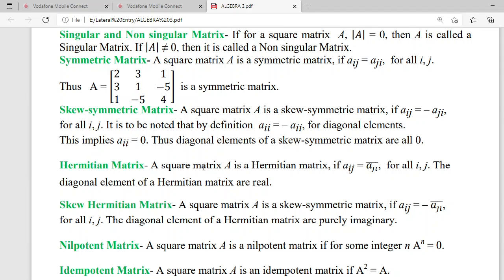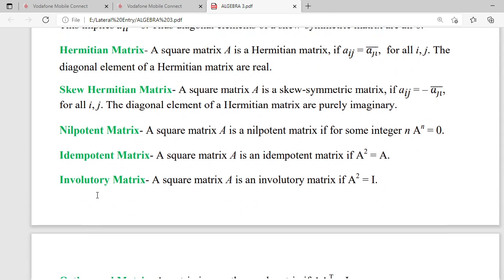Then Hermitian matrix. A square matrix is a Hermitian matrix if Aij equals the conjugate of Aji. Here the entries are complex numbers. In the ordinary case we consider real numbers, but sometimes we may consider complex numbers, and then we can define the Hermitian matrix. Then diagonal elements of a Hermitian matrix are real. Then skew Hermitian matrix, this is the negative of the conjugate. And in this case diagonal elements are purely imaginary.